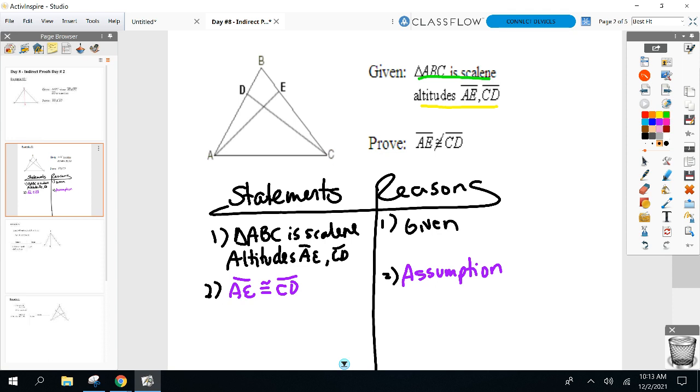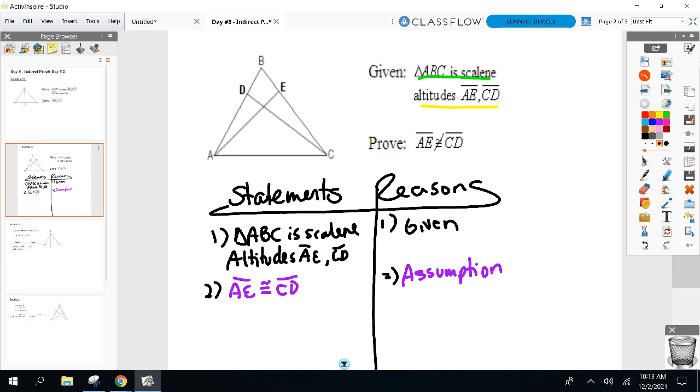So I'm going to turn this over to you guys. Out of those 2, which do you think would be the easiest to contradict? ABC scalene or AE and CD, the altitudes? What do you think would be easier to say the opposite of, or prove the opposite of? Got a suggestion, Zach? Yeah, that the triangle is isosceles.